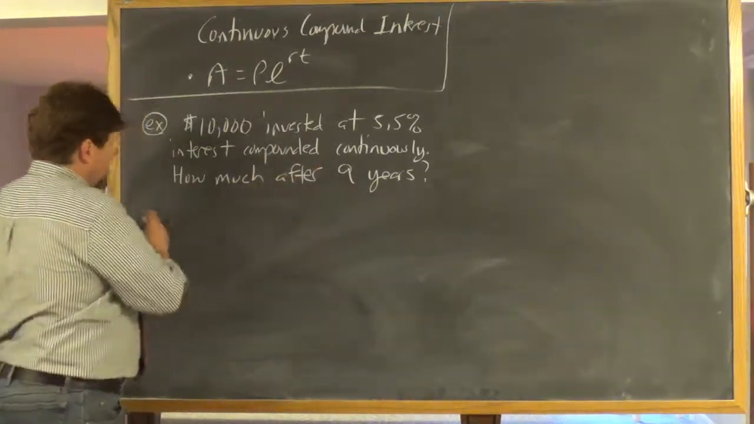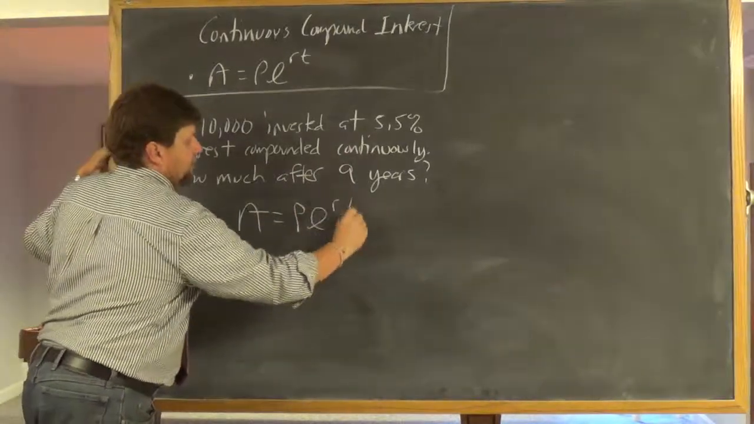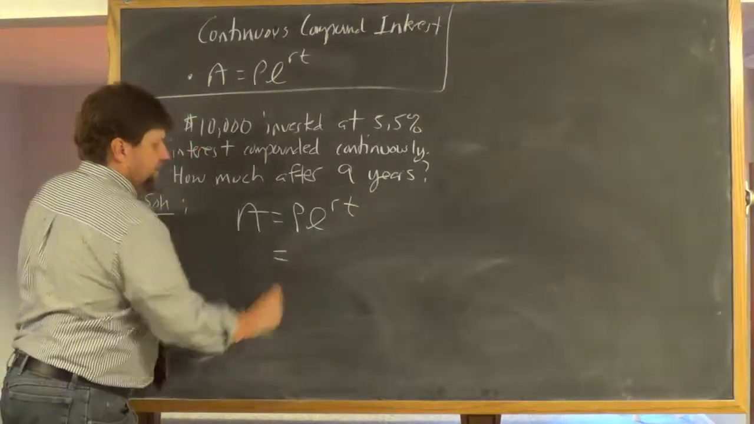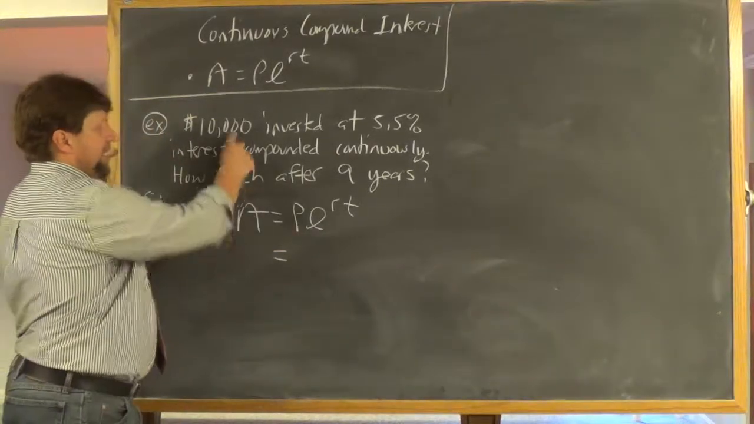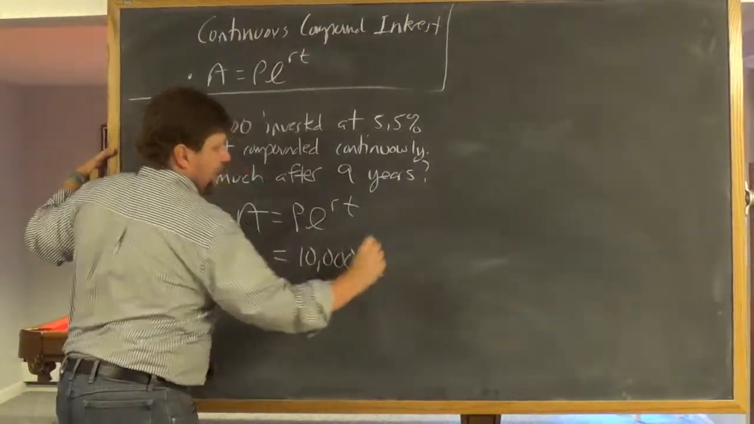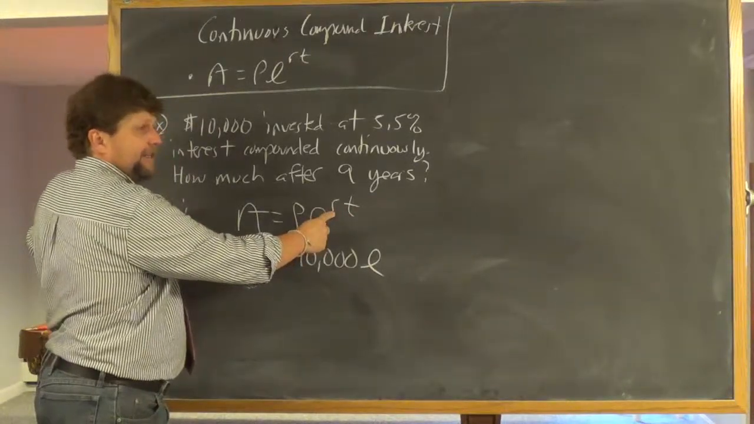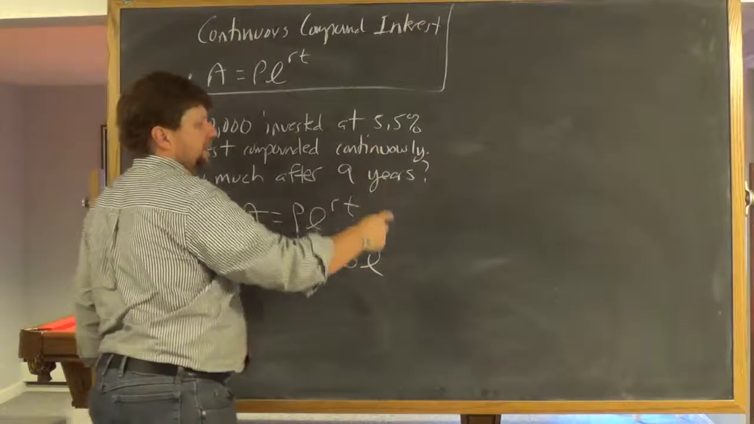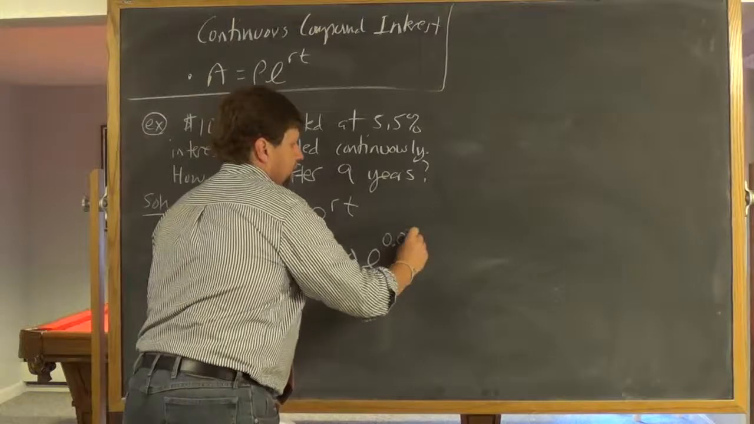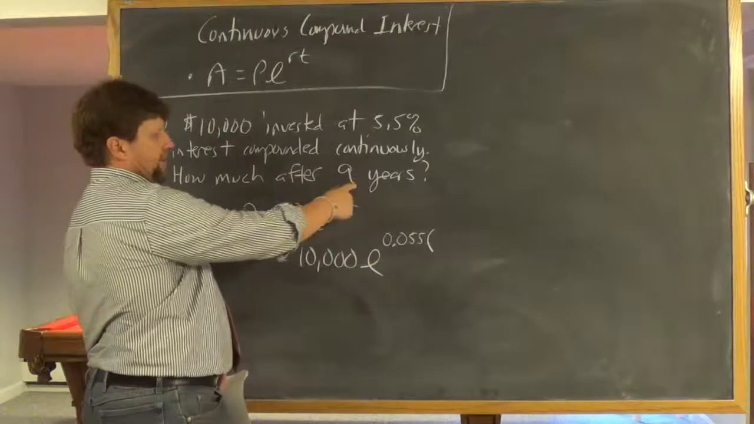Well, once we see it's compounded continuously, this is the formula we need to use, the continuous compound interest formula. And it's just a matter of substituting in the numbers. The principal is 10,000, so toss 10,000 in for P. e is e. The exponent of e is r times t. R is the interest rate written as a decimal, so 5.5% written as a decimal is 0.055 times t, the number of years. The number of years is 9.